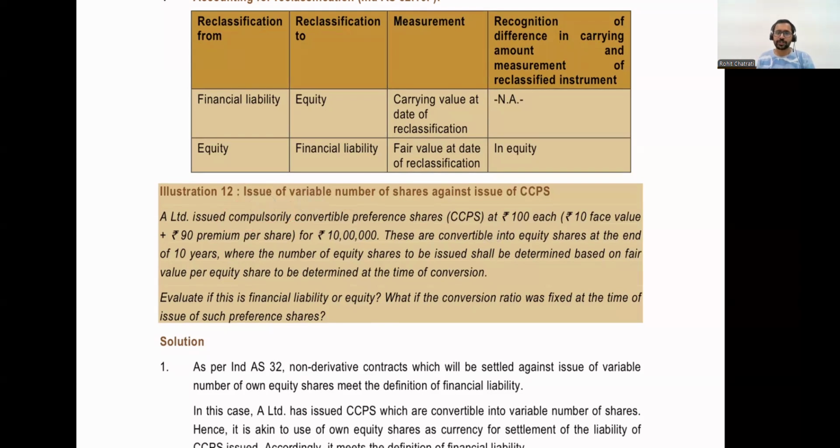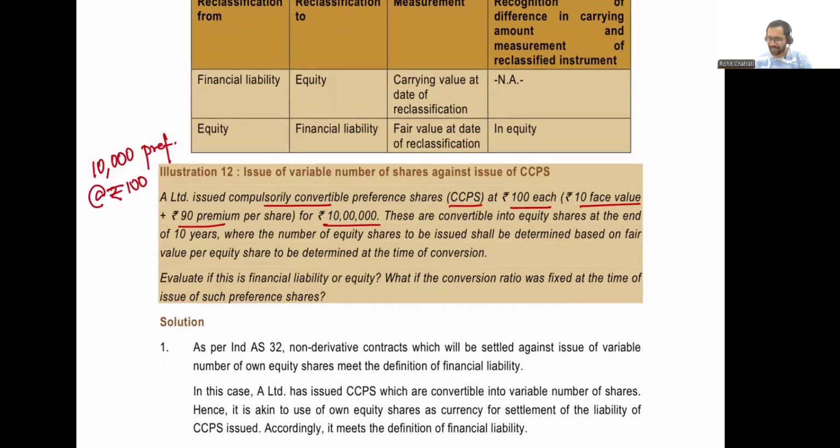Let's now look at illustration number 12. A Limited has issued compulsorily convertible preference shares, also referred to as CCPS, at rupees 100 each. Rupees 10 is the face value and rupees 90 is the premium per share. It has issued for 10 lakh rupees. So the number of preference shares that it would have issued would have been 10,000 preference shares at rupees 100 each. So the total consideration that was received was rupees 10 lakhs.